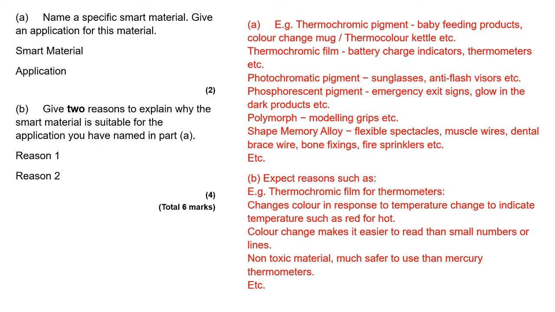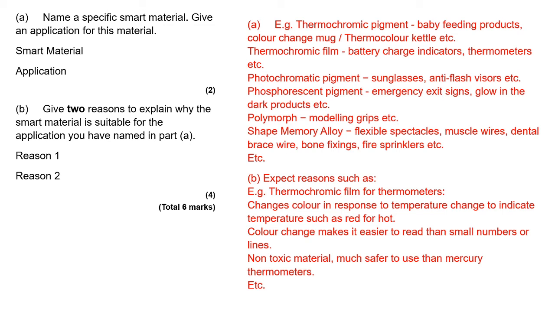So if we take thermochromic pigment, really easy one. If you say that was for baby feeding products like spoons or bowls, and then give 2 reasons to explain why that's useful. So you say changes colour, get 1 mark. That means you could indicate if the food is too hot or cold for a baby, gets you 2nd mark. And then another reason could be non-toxic material, fine. So then much safer to use while feeding children.